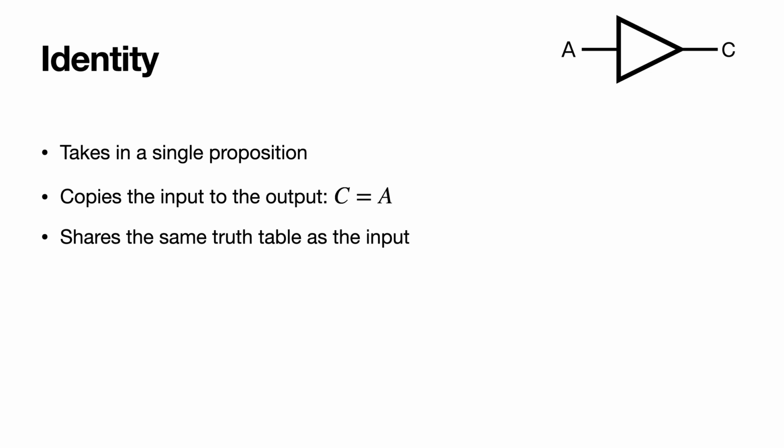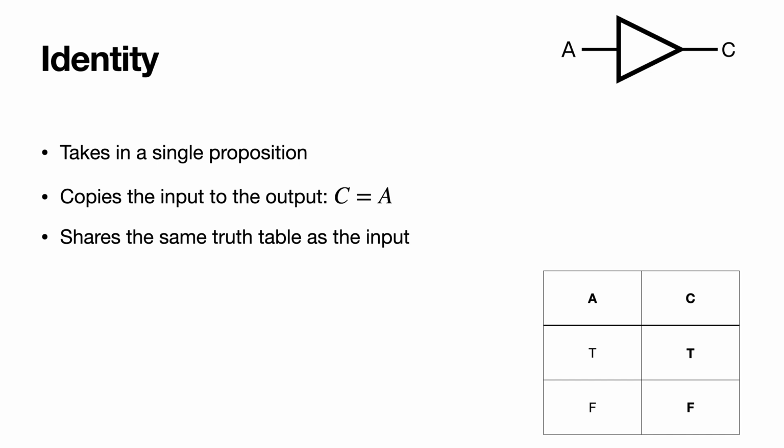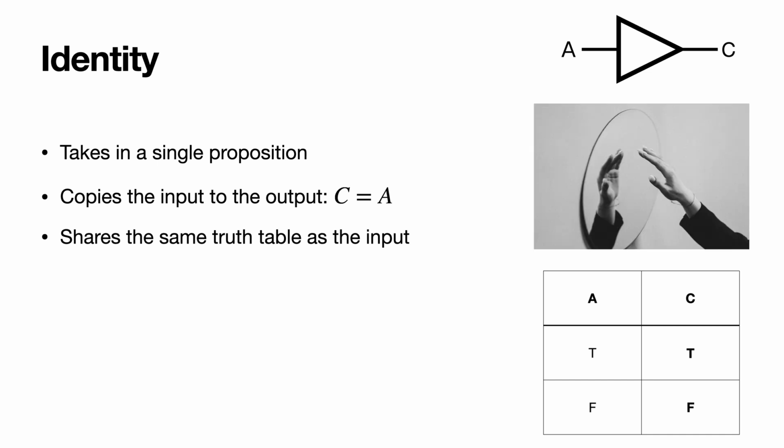So this identity here, once again, logically doesn't do anything, but you may see buffers in a circuit, and its truth table is just the same as the input. So it basically just mirrors whatever the input is doing.